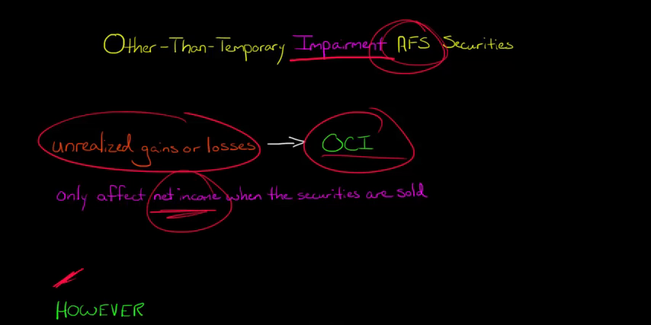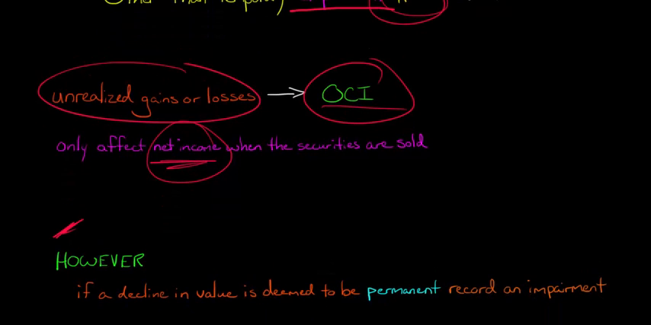However, there's one important caveat. If there's been a permanent impairment, a decline in value of the securities that is deemed to be other than temporary, not just some temporary fluctuation in the stock price, the up and down movements. Maybe there's a financial crisis, a financial meltdown like we had in 2008, and the stock is not going to recover its value anytime soon. Then we can write down the value of these securities to the market value and take the loss to the income statement immediately instead of waiting until the securities are sold.